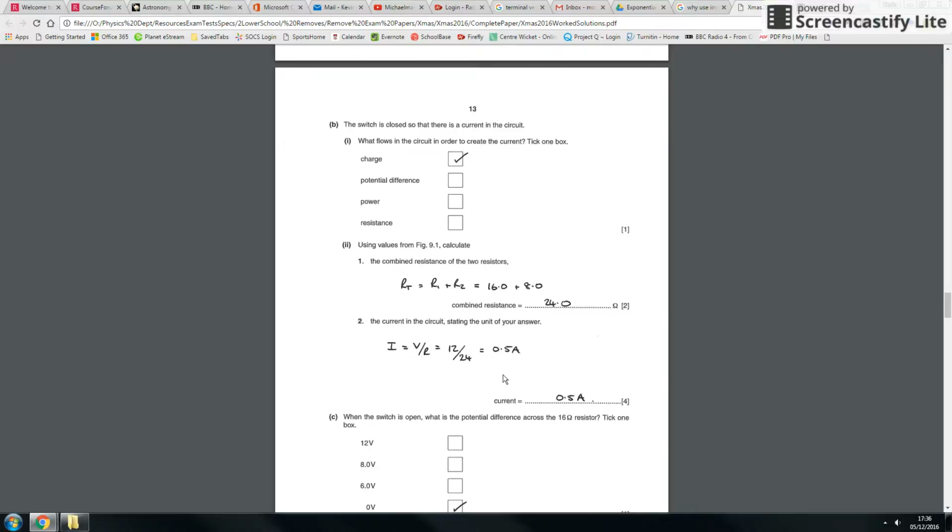The odd person divided 24 by 12. Some people were led astray by other equations on the formula sheet, but most people were able to do I equals V over R here to get 0.5 amps. No marks for a lowercase a. It's got to be a capital A for amps.